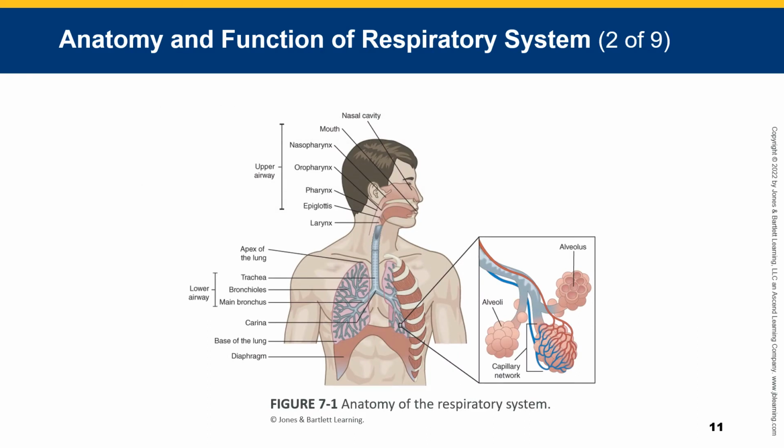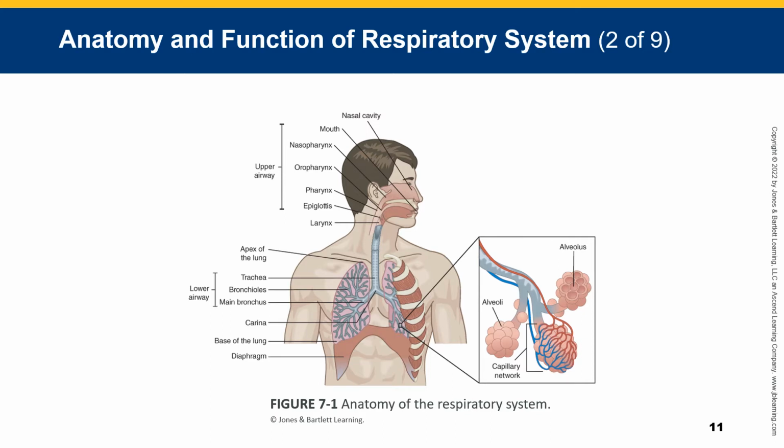This is figure 7-1 from your textbook, and it shows the anatomy of the respiratory system and the parts of the body specifically used in breathing. The first of these is the mouth, or the oropharynx, and the second is the nose, which is the nasopharynx. And it's very important that you remember these correct medical terms.